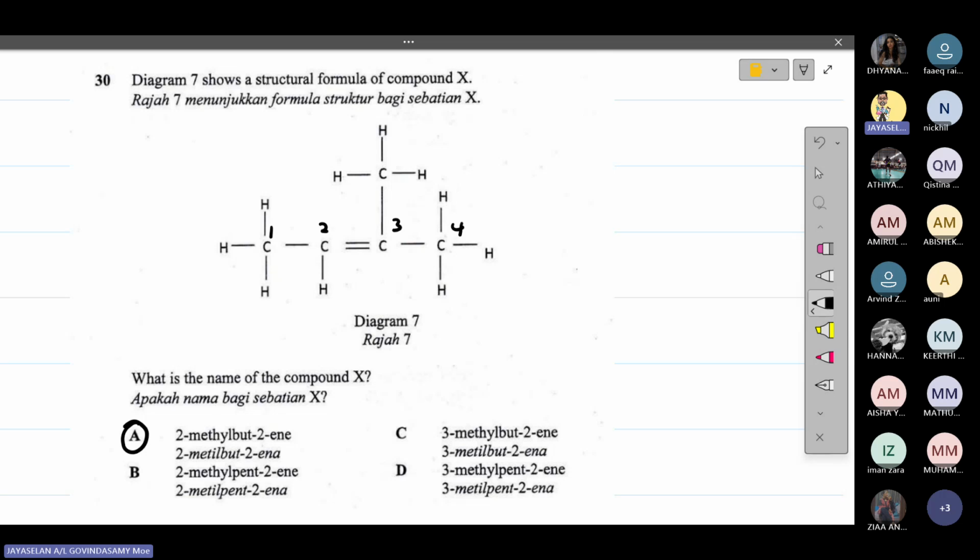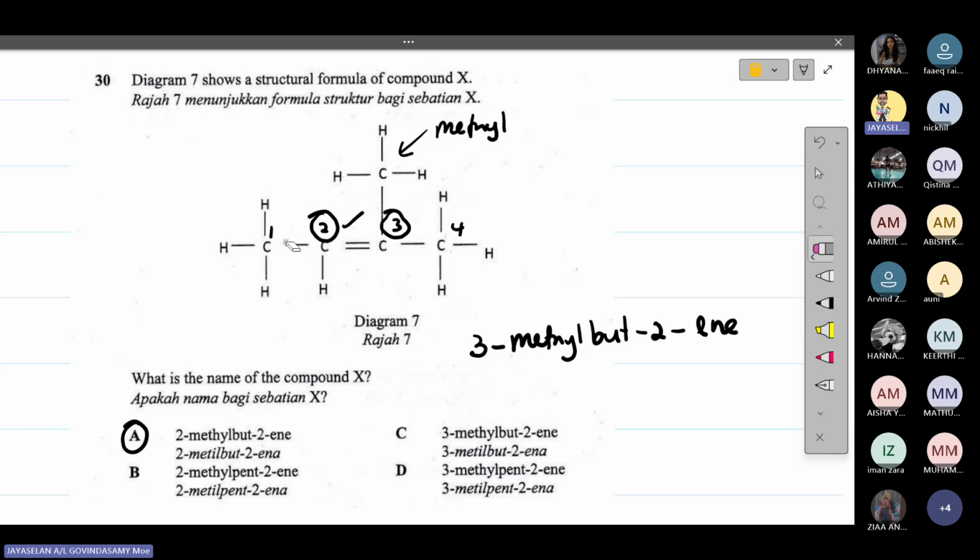Let's say I go up line. I number first: 1, 2, 3, 4. So this is butene and the double bond starts after carbon number 2. The branch starts at carbon number 3. What is the name of the branch? We call it methyl. So we put here 3-methyl. Then the double bond starts at carbon number 2, right? Butene. So this is the up line, so I erase it.